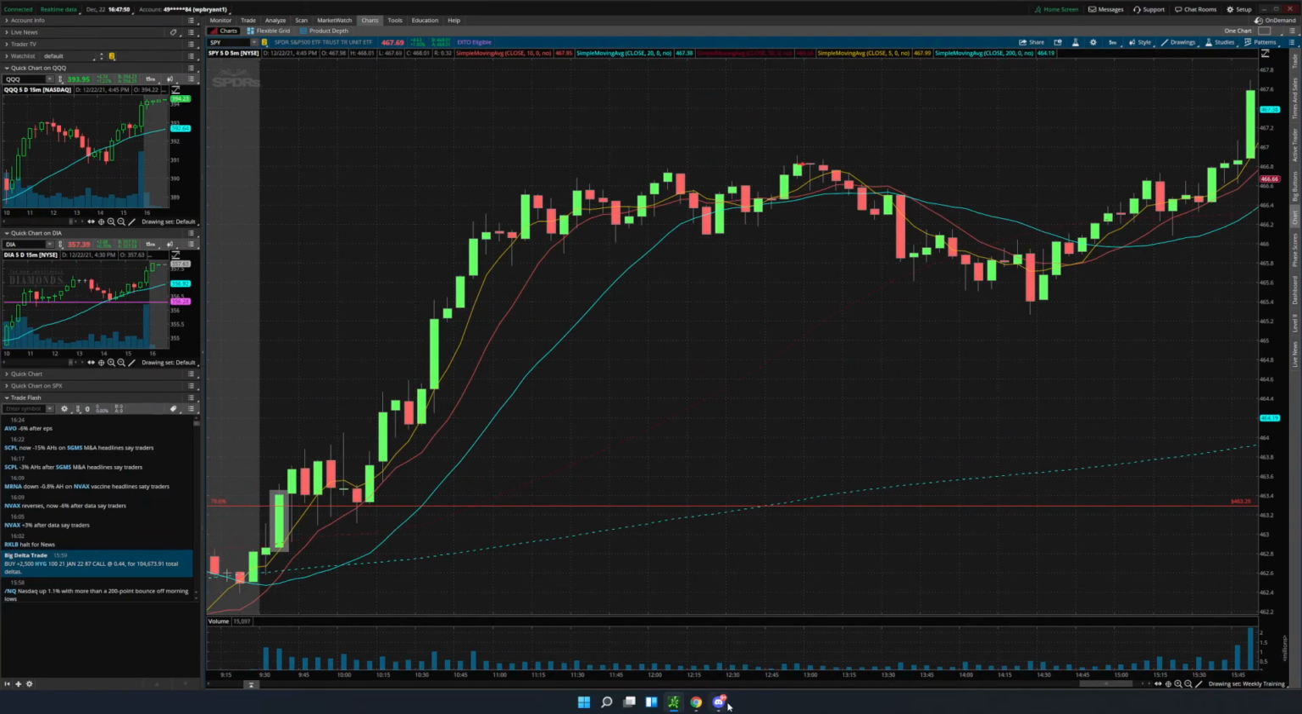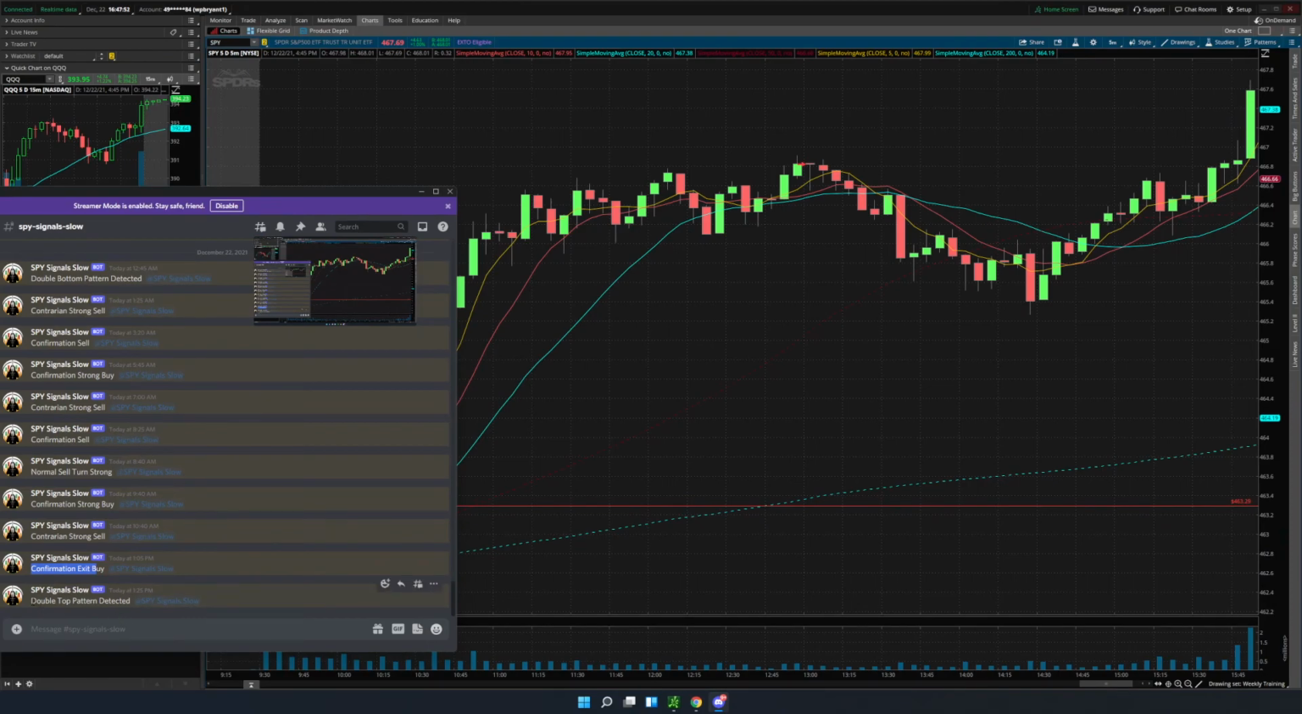Okay, let's see, did it give us anything else? Double top, same pattern as detected on the fast signal, and that was it. That was all the signals today. What happens whenever it pulls back like this?